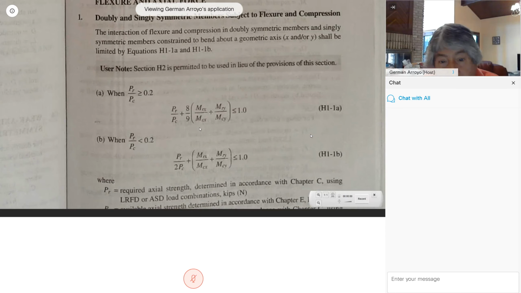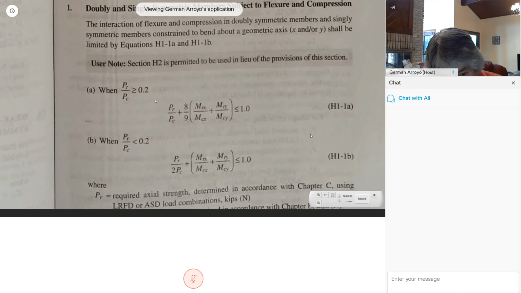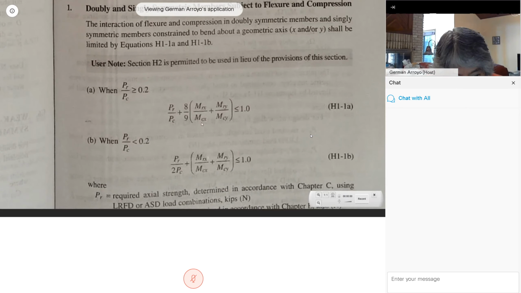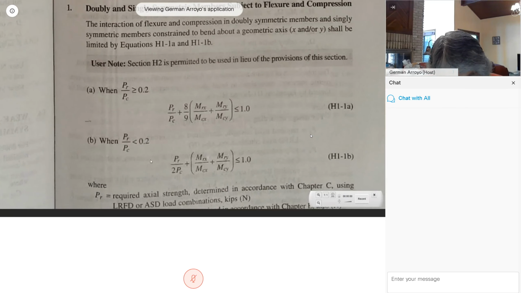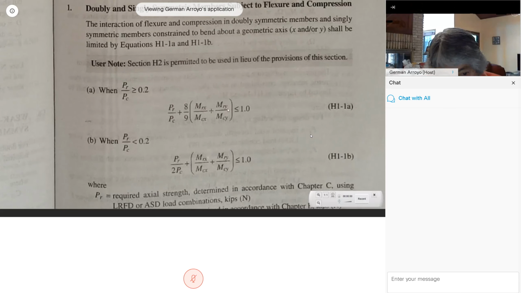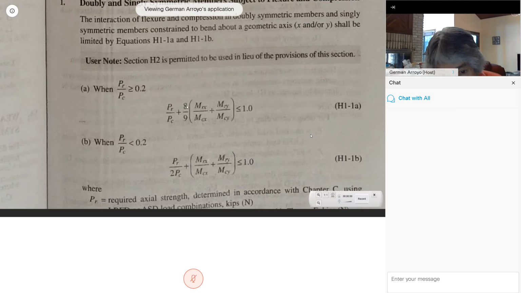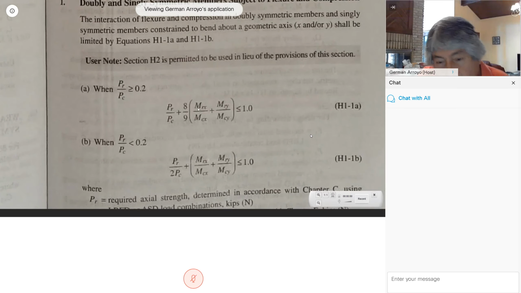If you look at these two equations, they are almost the same. The only difference is that whenever P sub u over phi P sub n is smaller than 0.2, we divide this by 2. And whenever it is larger than 0.2, we multiply this by 9 over 8 to get rid of this. But in general, they are very simple. This value here is M sub u, the factored moment, the largest one, multiplied by a magnification factor to take care of the secondary moment produced by the axial load and the eccentricity. And this in here is phi M sub n, which depends mostly on L sub p and L sub r, as you know, and sometimes depends on lambda.